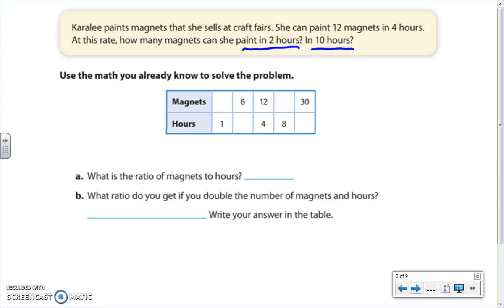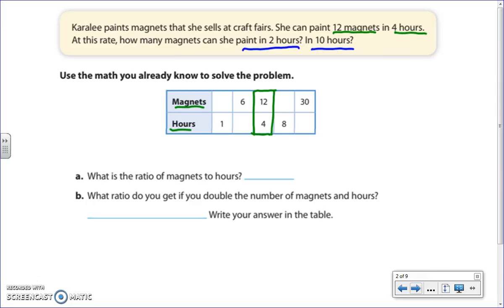And so I'm not sure if the chart is in your book or not, but you can see that we have a chart comparing magnets to hours. And the information that was given in the problem is already matched up. Okay, 12 magnets in 4 hours. Magnets on top, hours on the bottom. 12 to 4. So there's a lot of ways that we can fill out this chart, and I'm sure that the book is going to lead us through these examples and kind of approach how to do these.